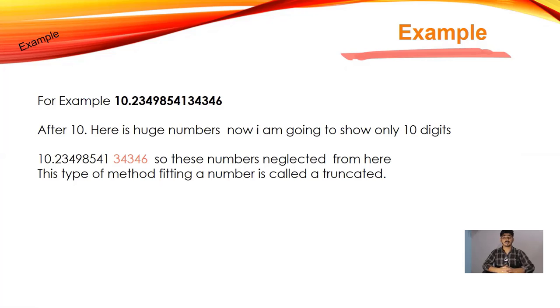I have a number, 10.234985413434. After 10, here is the huge number. Now I am going to show only 10 digits: 10.23498541. I will show this number, and the remaining digits, 3434, are neglected from here. This kind of method of cutting a number is called truncation.